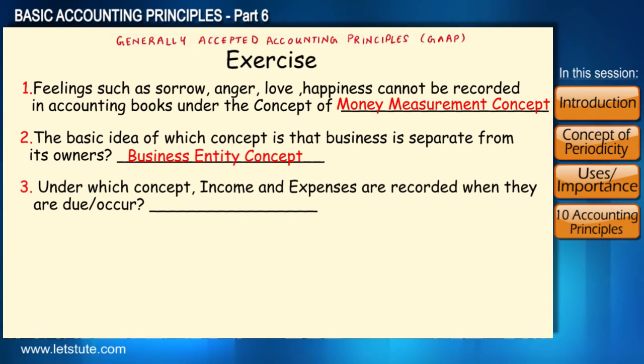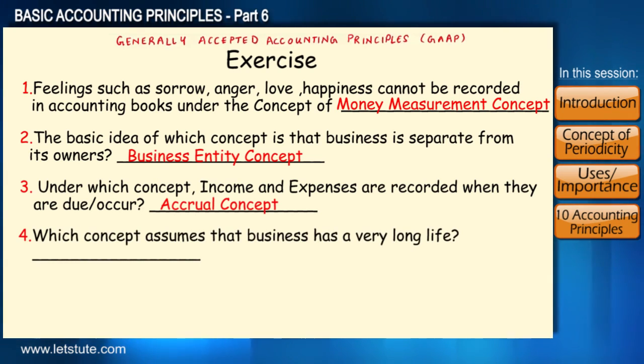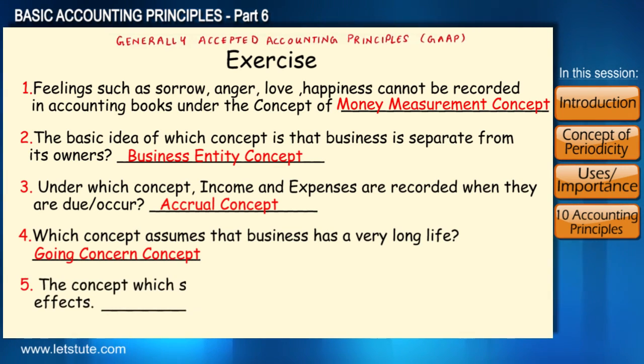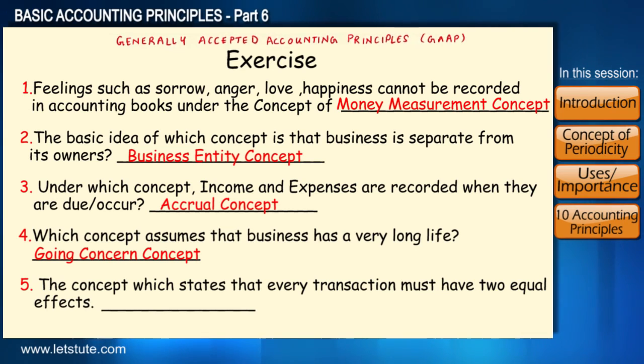Next, under which concept are income and expenses recorded when they are due or they occur? That's right, accrual concept. This concept assumes that the business has a very long life. Which concept? The going concern concept. The concept which states every transaction should have two equal effects, the dual aspect concept.